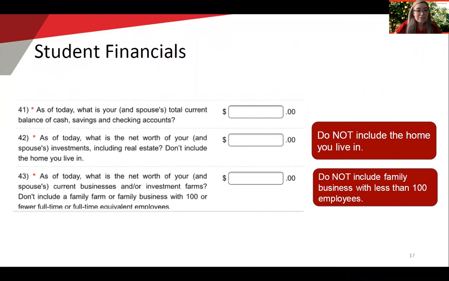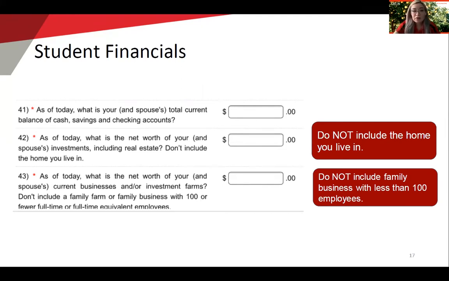The next question is going to ask you about the net worth of your current business or investment farm. So it's really important to pay attention when you're answering this question. It's another question that a lot of students get confused about. Sometimes you may have your own business, but just because you have a business doesn't necessarily mean that you have to report the net worth of that business.